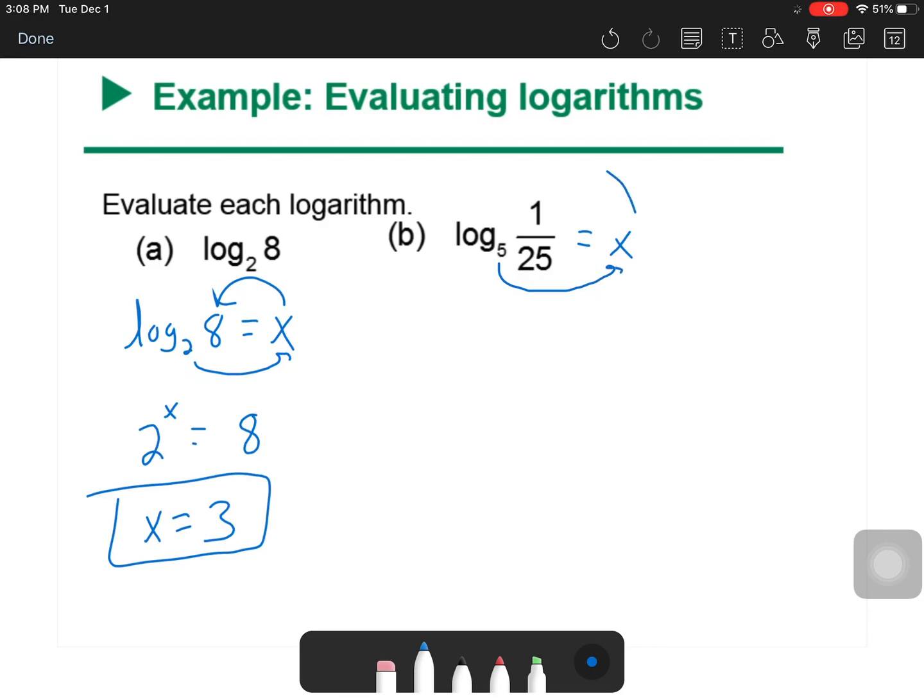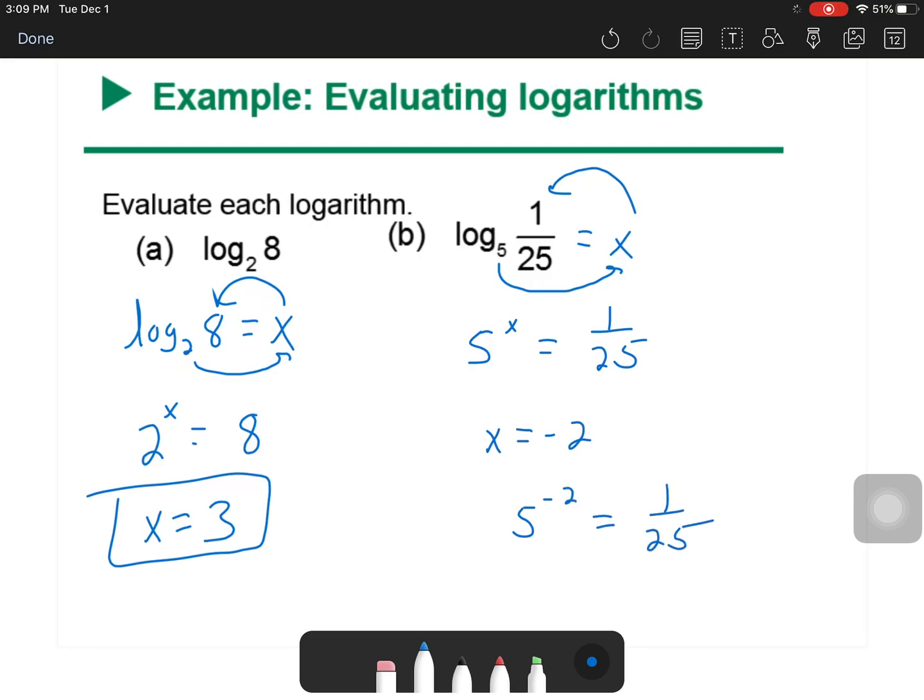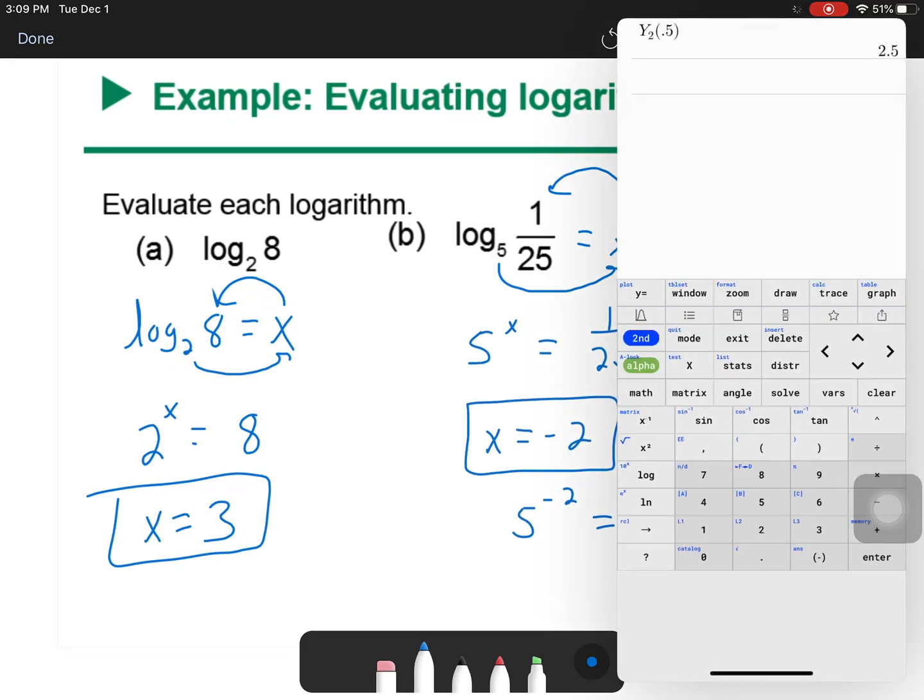So now I'm asking myself 5 to what power equals 1/25th. Well, we know 5 to the second power equals 25, and the reciprocal of that would have to be -2, right? So x would equal -2 because we know that 5 to the -2 power would be 1/5 squared, or 1/25. So -2 would be the value of this.